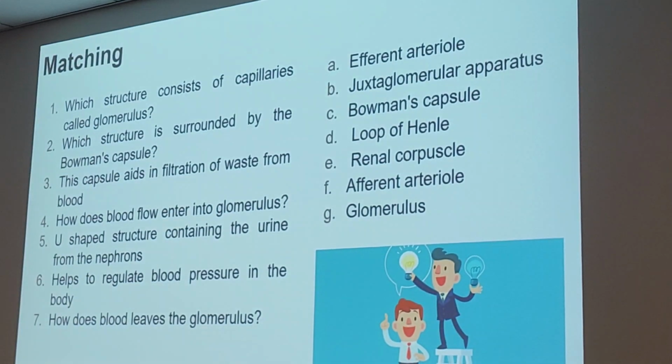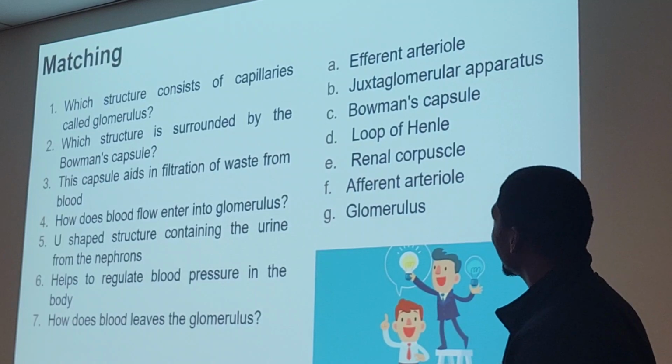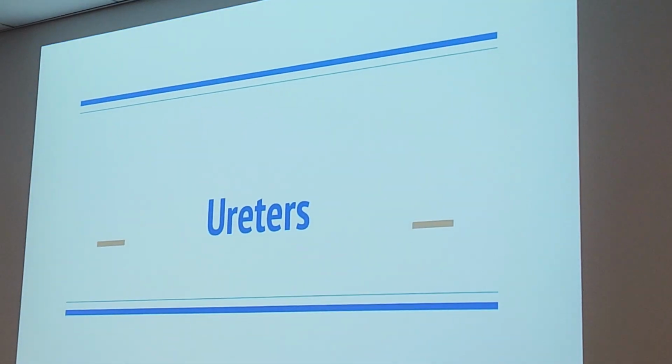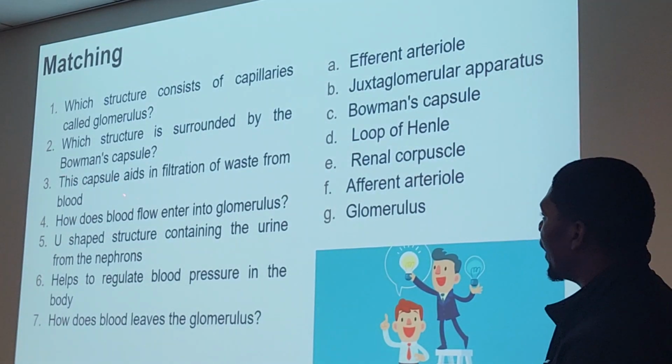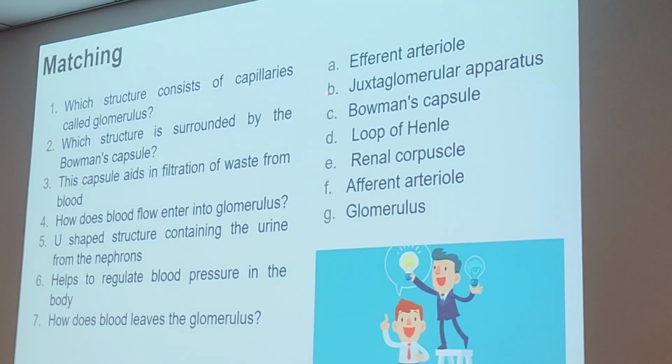All right, guys. So my little matching assignment right here. Which structure consists of capillaries called the glomerulus? I think I just told you what it is. The glomerulus, right? Which structure is surrounded by Bowman's capsule? The glomerulus. Yes. This capsule aids in filtration of waste from blood. The Bowman's capsule, right?